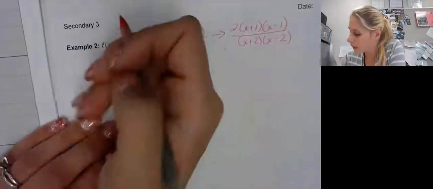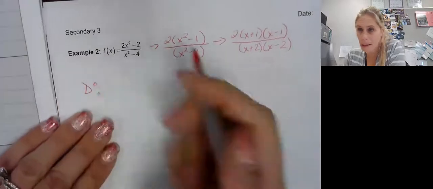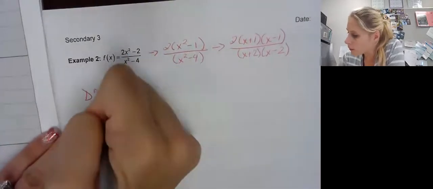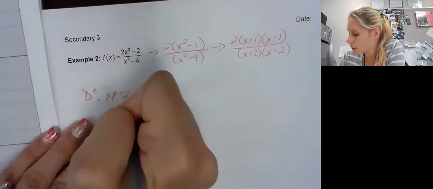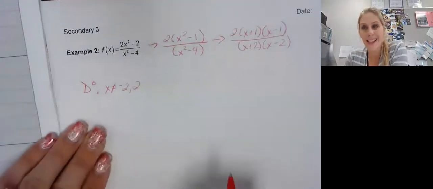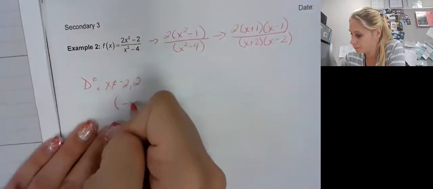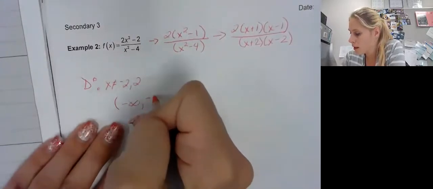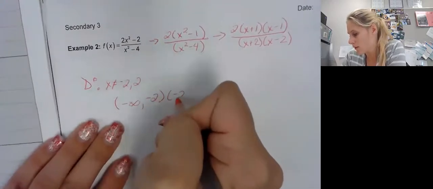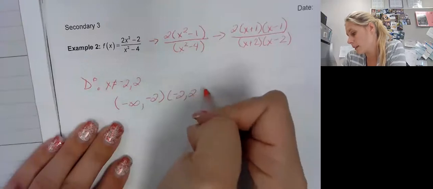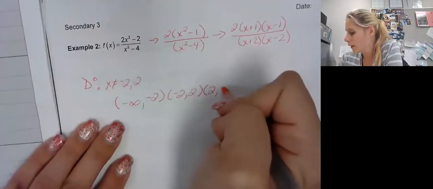Perfect. Let's talk about domain. Domain, what can't x be in the denominator? So x can't be -2 and 2. Let's put that in interval notation. Remember, start with negative infinity. Go to that lower value. Continue with that lower value and go to the next one if there is one. And then the last one to infinity.